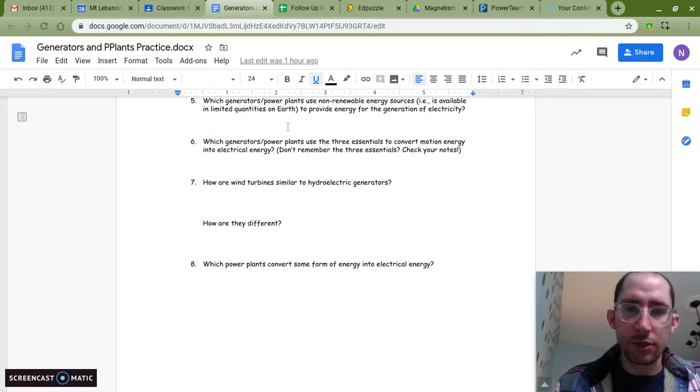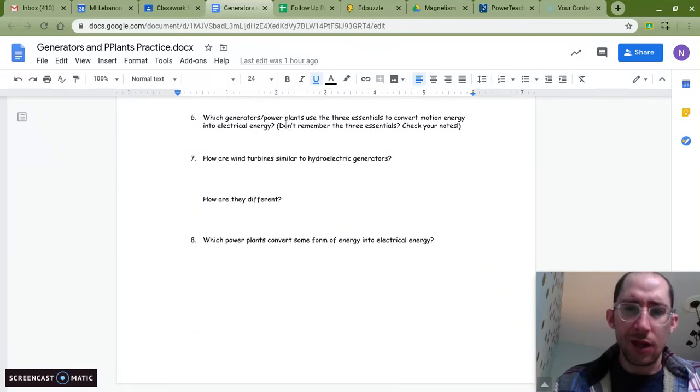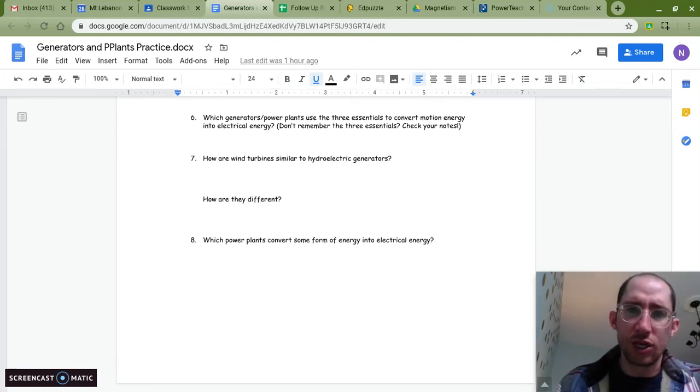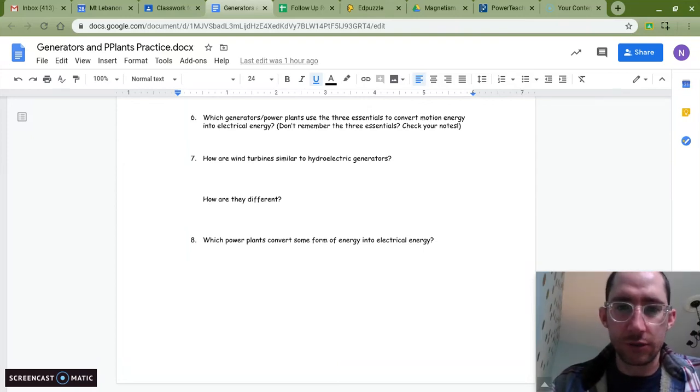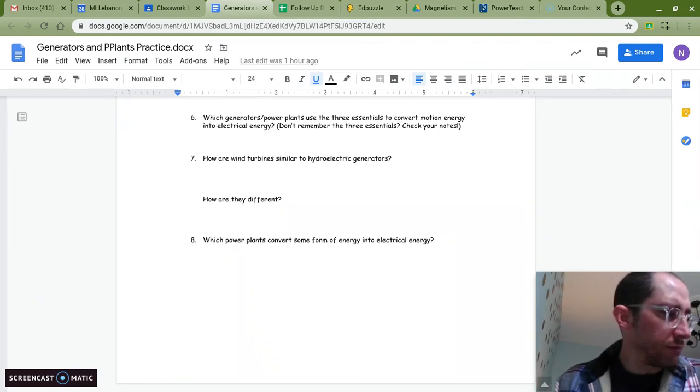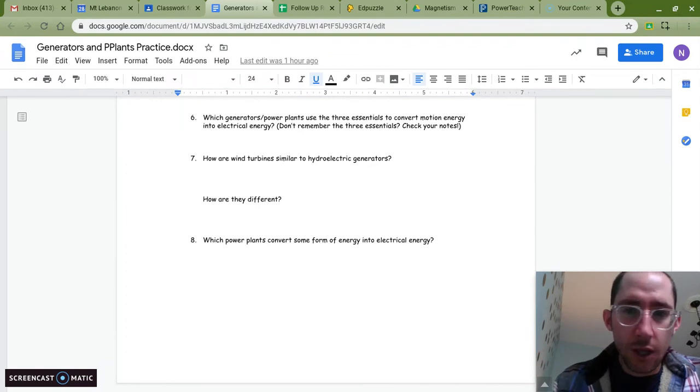How are wind turbines similar to hydroelectric generators? Oh, they both involve... Well, wind is just wind in its normal form, just blasting through the blades of the generator turbine, causing it to spin, like your little pinwheel. Hydroelectric is just water in its natural form, just blasting through the blades of the generator turbine. Both involve the conversion of motion energy into electrical energy. How are they different? I think I just described that. One is wind and the other is water.